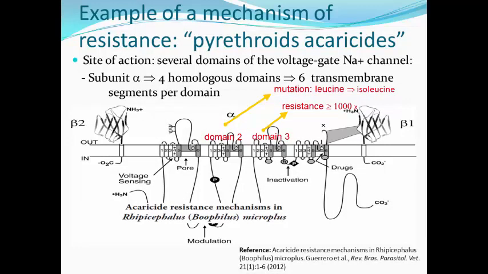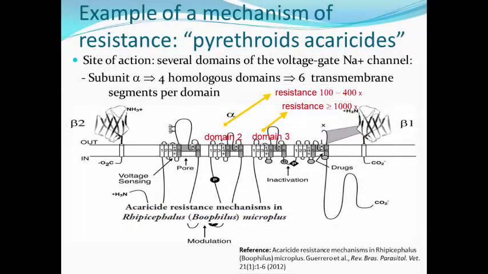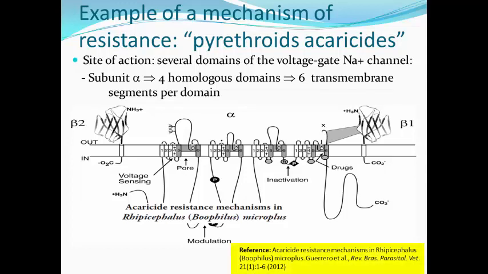Compared with any susceptible strain. However, if the mutation is found in domain 2, the degree of resistance is only 100 to 400 fold the concentration necessary to kill that tick if it were susceptible. Consequently, the phenotypic effect of each mutation differs quite a bit in terms of the degree of resistance, and you can read more about this on the reference that I'm providing here at the bottom.